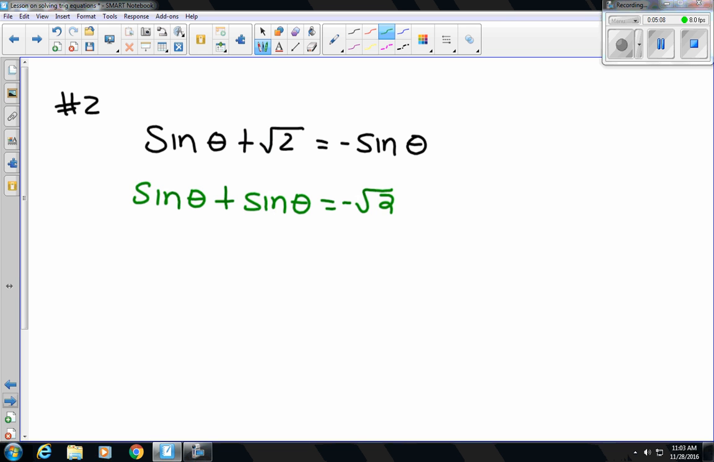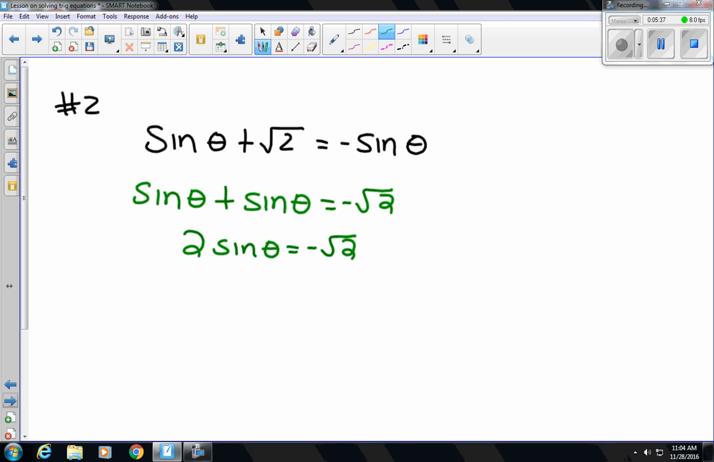Yes, ma'am. So what would happen if you subtracted the other sine of theta onto the other side? Nothing. Just another way to solve it. Okay, now what? I have sine of theta and a sine of theta, and that gives me 2 sine theta. So I put 2 sine theta equals negative the square root of 2.